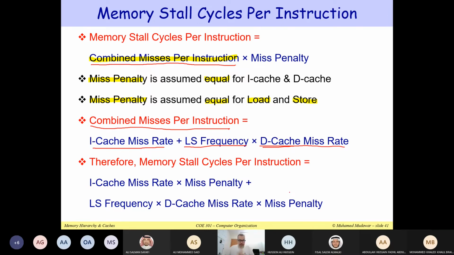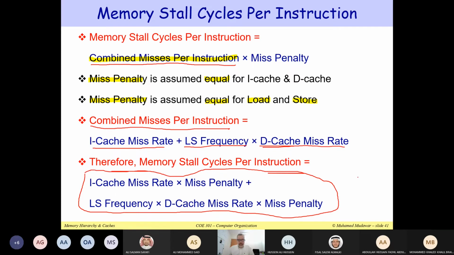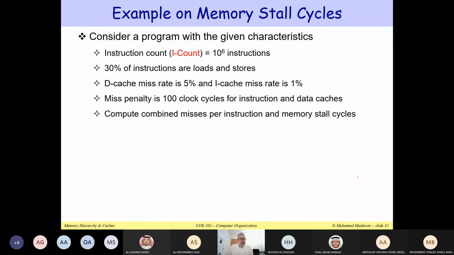Now, if I would like to find the memory stall cycles per instruction, just substitute the combined misses per instruction by this equation, which is shown below. So the I cache miss rate multiplied by the miss penalty, plus the load store frequency multiplied by the data cache miss rate multiplied by the miss penalty. So that's my equation that I need to use to solve problems and find the performance. Here's an example on memory stall cycles.